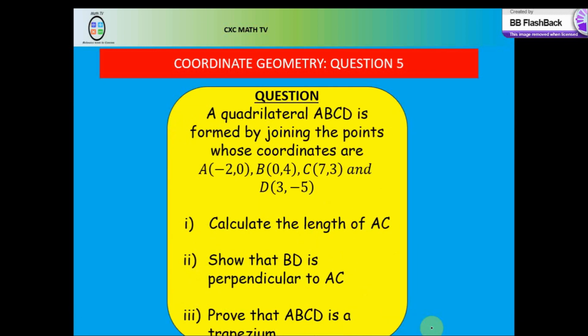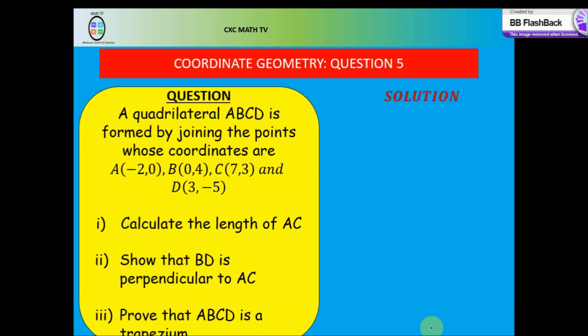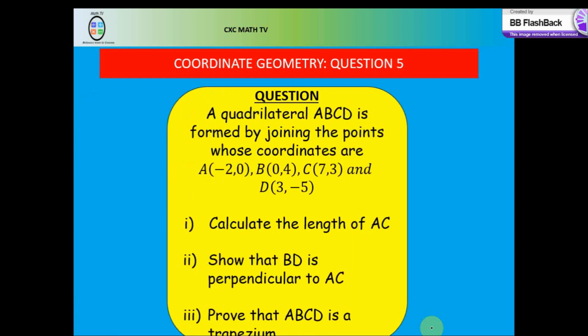This question now. Just checking how many more questions to go. We have about 3 more questions to go. This one. A quadrilateral ABCD is formed by joining the points whose coordinates are A (-2, 0), B which is (0, 4), C which is (7, 3), D which is (3, -5). It says calculate the length AC, show that BD is perpendicular to AC, then prove that ABCD is a trapezium. Pause the video and answer this question. Please take 5 minutes and do it.